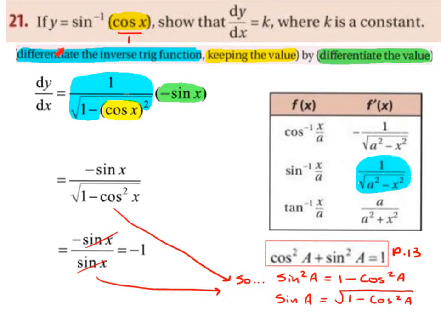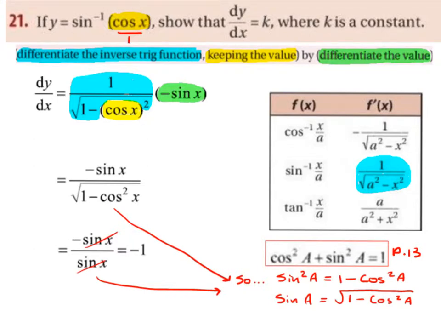And in words, when we're using a trig function, we differentiate the inverse trig function, we keep the value, so that's the outside, and we multiply that by the derivative of the value. So we differentiate the value, so that's the inside. So cos x can be seen to be cos x over 1, because anything can go over 1.